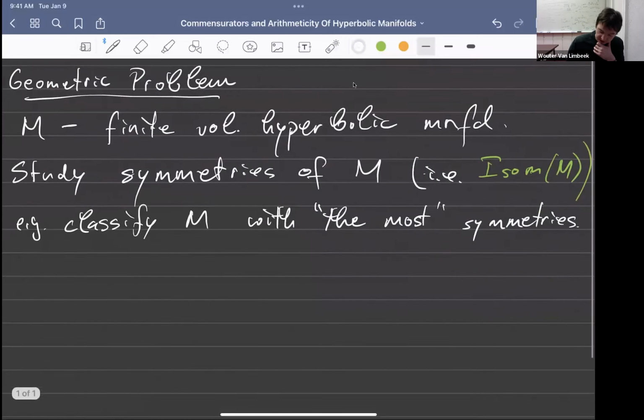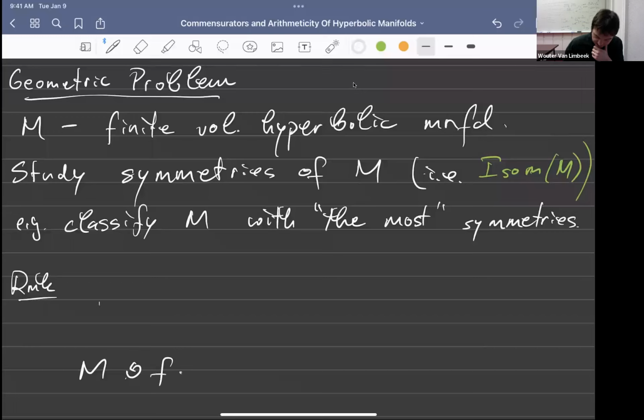But before doing so, I would like to first rephrase this as an algebraic problem instead. So I think everybody knows. Let's say I have my M, I have some isometry. I can lift this to the universal cover.